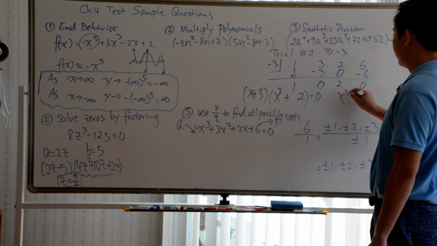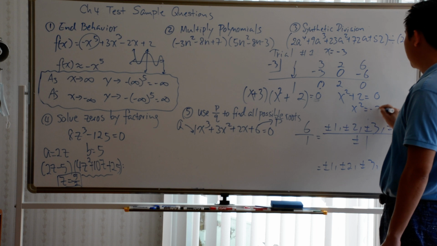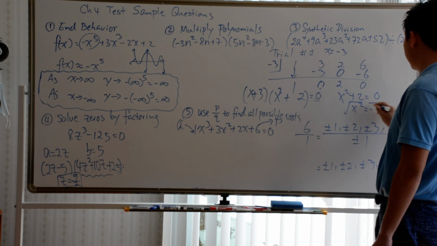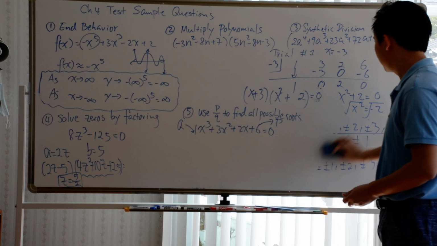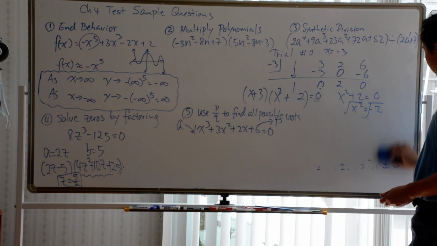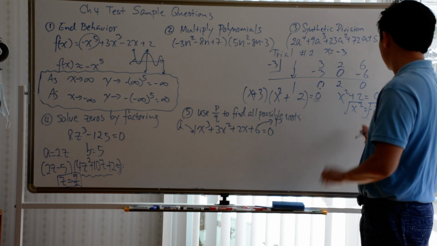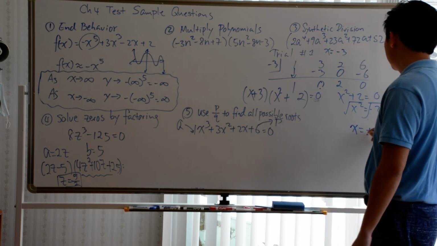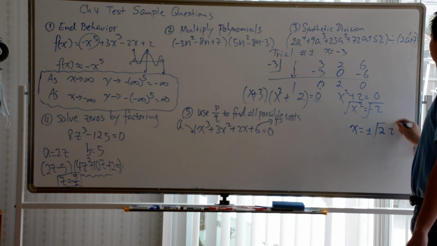So x squared plus 2 equals 0, so x squared equals negative 2. Square root both sides. So x will be plus or minus root 2i. Because that's a quadratic, there are 2 imaginary solutions, so plus minus root 2i.